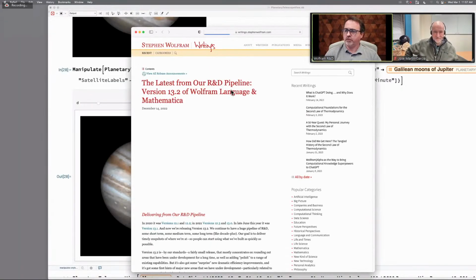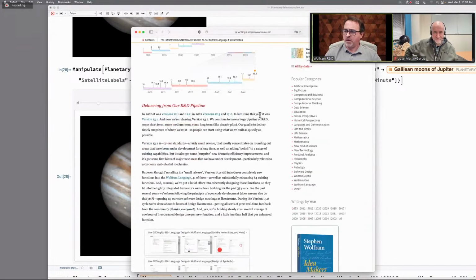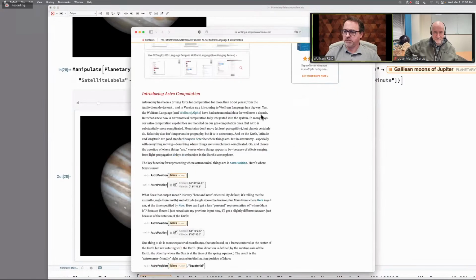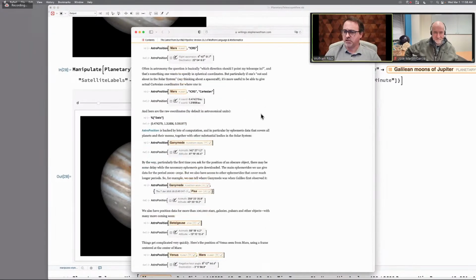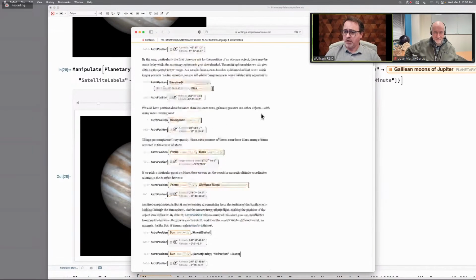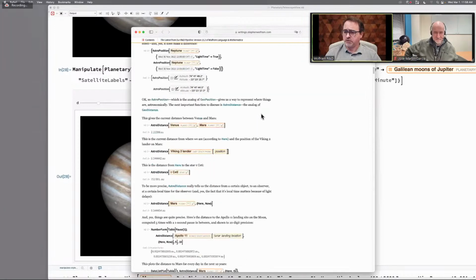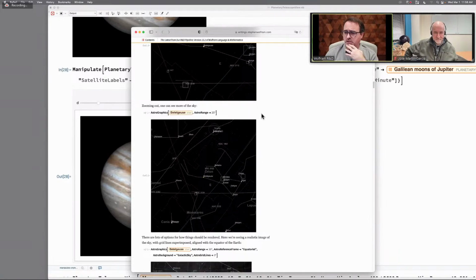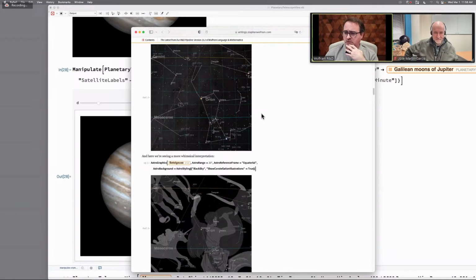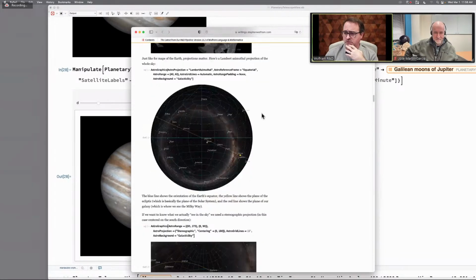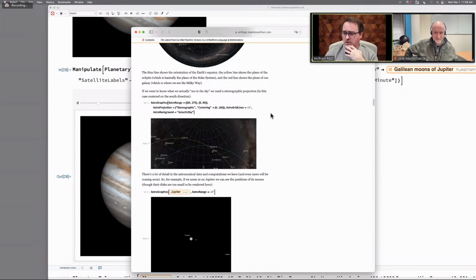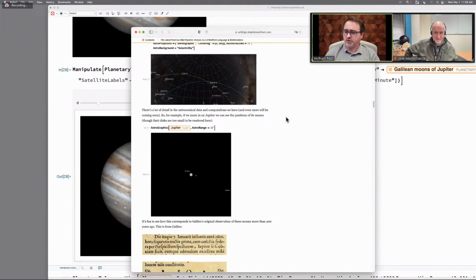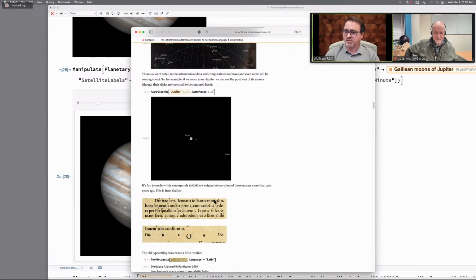So this is Stephen Wolfram's blog that came out when 13.2 released. If you scroll down here, one of the first things he talks about is astronomy. And scroll down further here, some computations, some of the things Jose showed and focused on here earlier in the talk. So here you can see some of the tech. Here we go. This is the kind of sketches that Galileo was able to do.